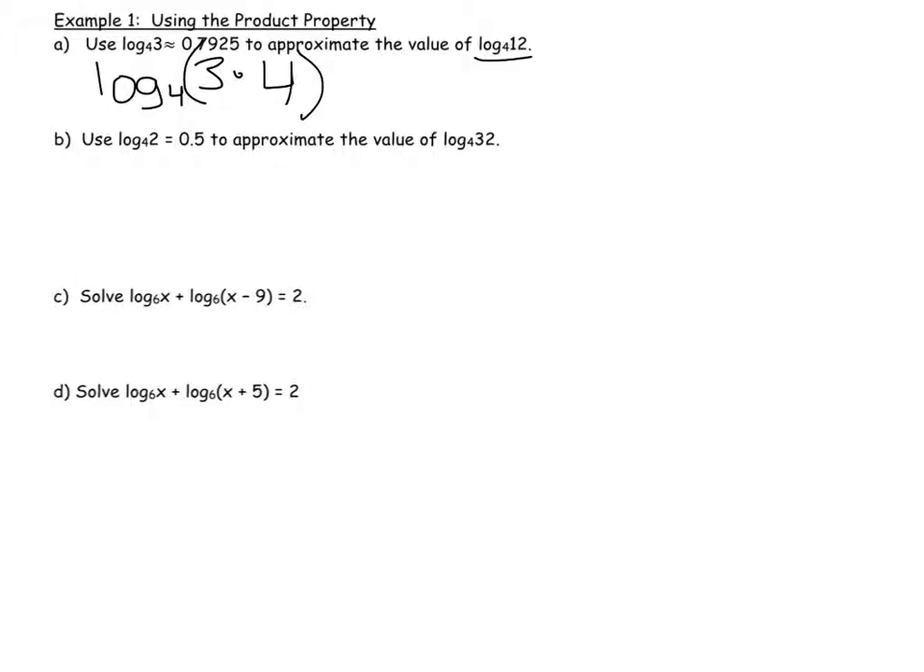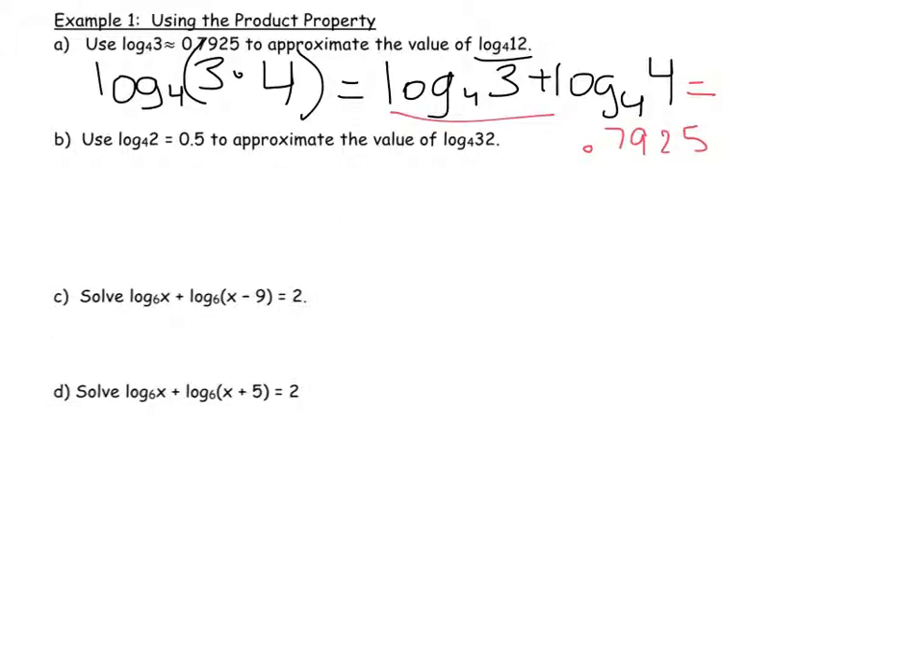And that way it doesn't change the value of what I'm doing. Okay, so using that product property, I know if I'm multiplying two things, I can rewrite that as an addition problem. So I have log 4 of 3 plus log 4 of 4. And based off of what they gave for log 4 of 3, I can go ahead and say that this equals, the first part is going to be 0.7925 because that's what they gave me.